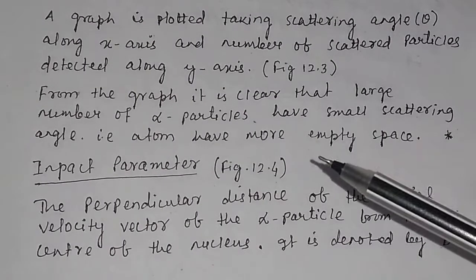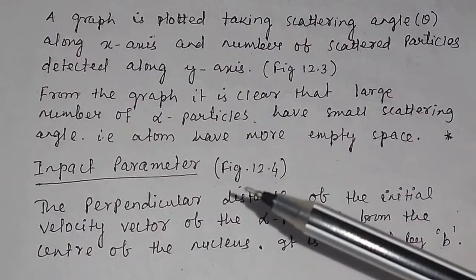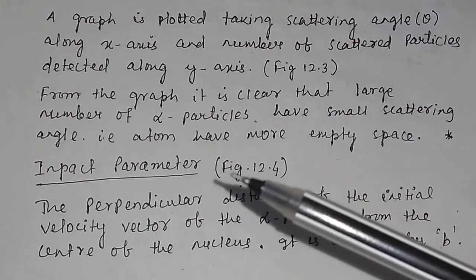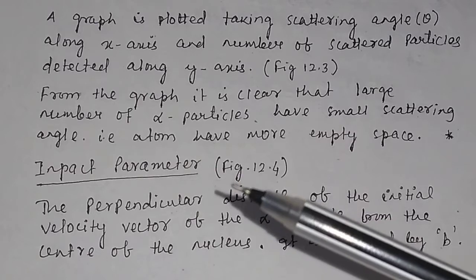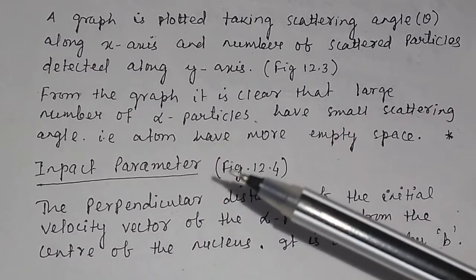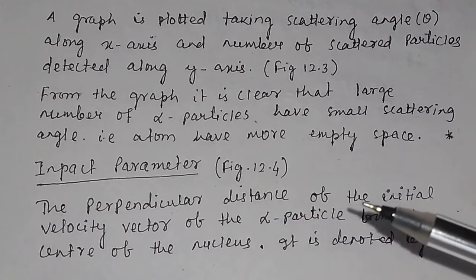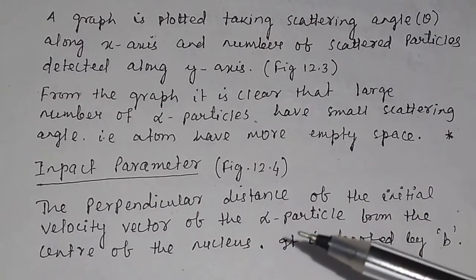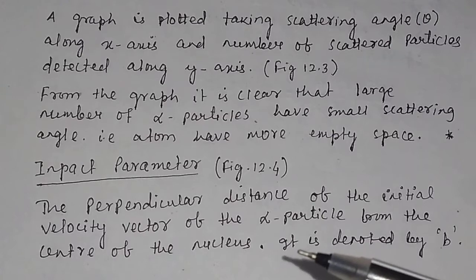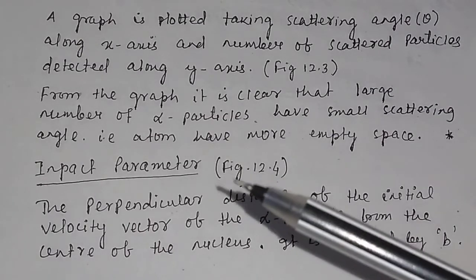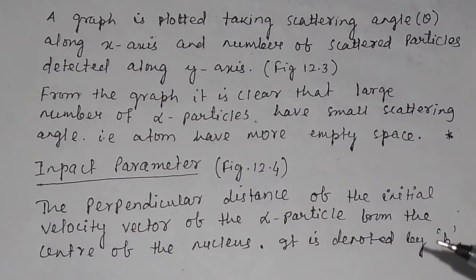In alpha particle scattering, there is another term that is called impact parameter, which is very important. What is impact parameter? The perpendicular distance of the initial velocity vector of the alpha particle from the center of the nucleus is called the impact parameter, and it is denoted by the symbol b.